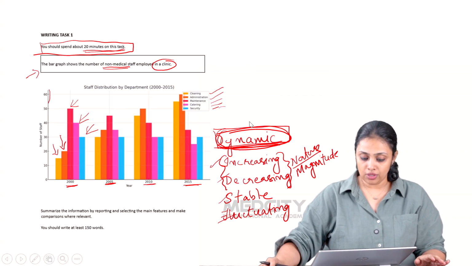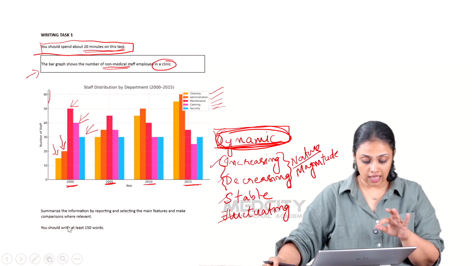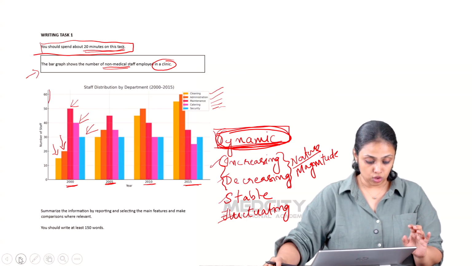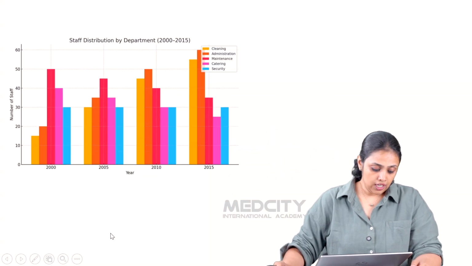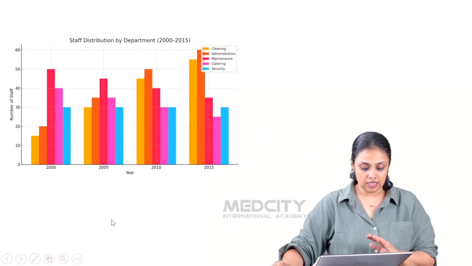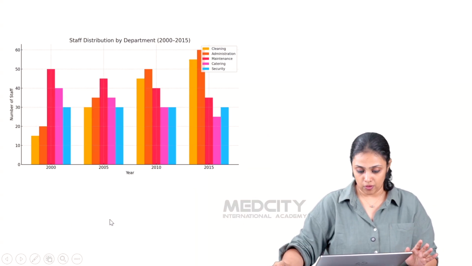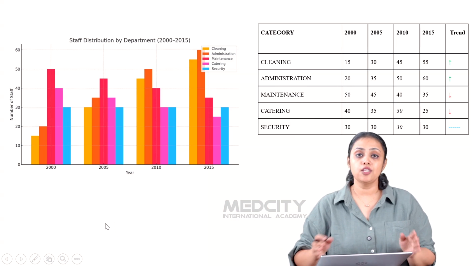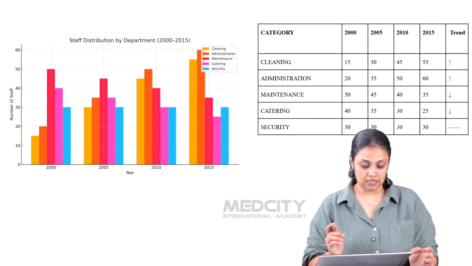Okay, so let's do the analysis now for this particular graph. Let's have a look at this graph at a closer range. For better understanding, what I've done here is I've plotted these values in a tabular form so that it's easier for you to make the comparison.